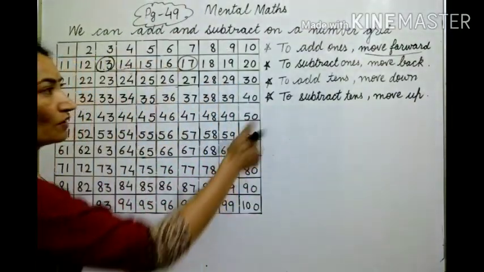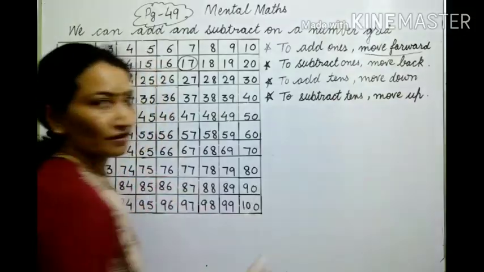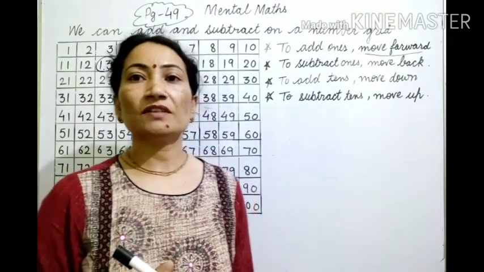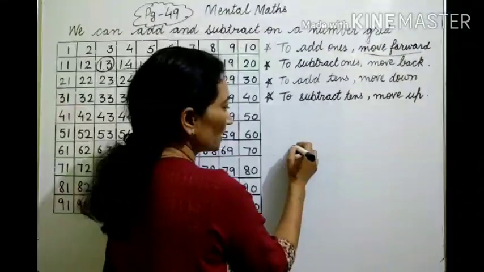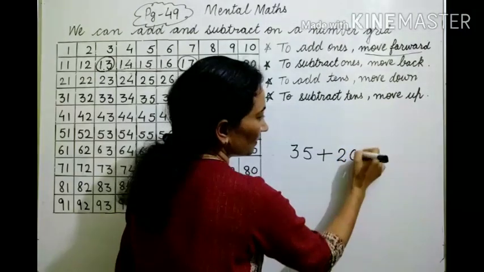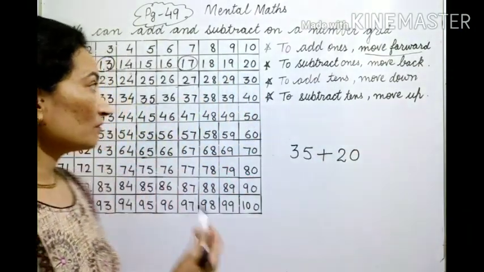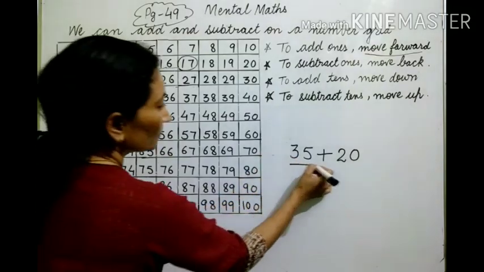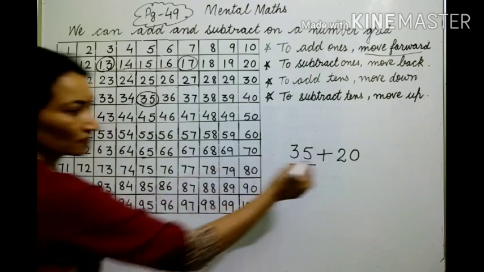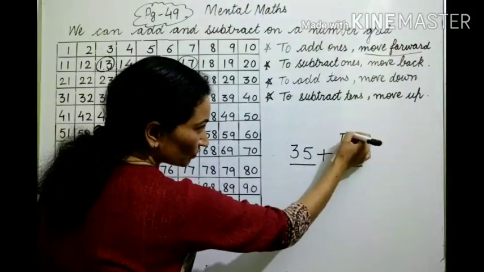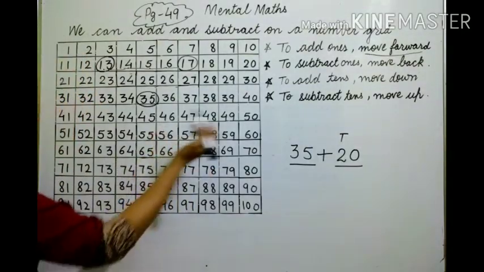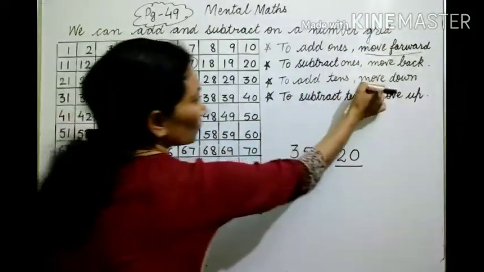Third rule, to add tens, move down. Means if a one digit number is not given, a 2 digit number is given. Suppose we are given 35 plus 20. Then how will you add using the number grid? See 35 in the number grid. And as you are adding 2 tens, 2 tens means 20. Then how? According to the third rule, move down.